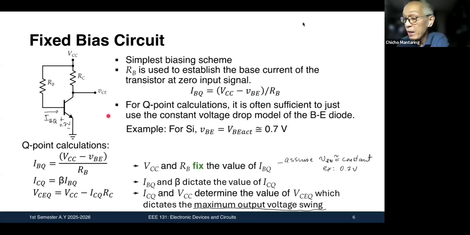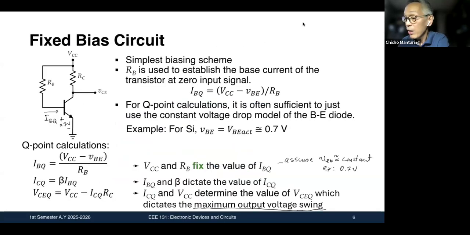Okay, so this is the biasing scheme. We call it a fixed bias. The reason why we call it a fixed bias is because IBQ is fixed by VCC and RB. In other words, once you place RB there and once you establish VCC, hindi na magbabago tong IBQ na. Yeah, it is fixed. Okay, and then because beta is also a constant, ICQ is also fixed. And therefore, VCEQ will also be fixed. That's why you call it a fixed bias. Once you put in the components, you already fix your Q point.